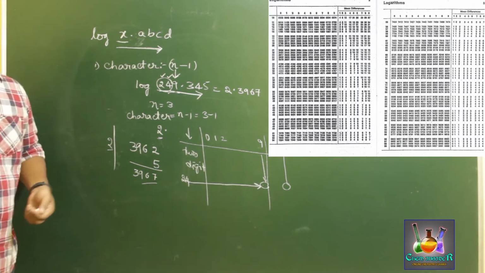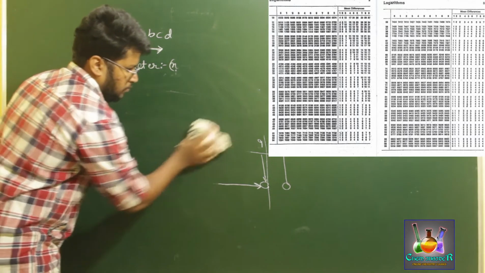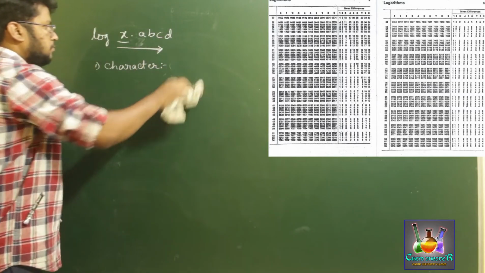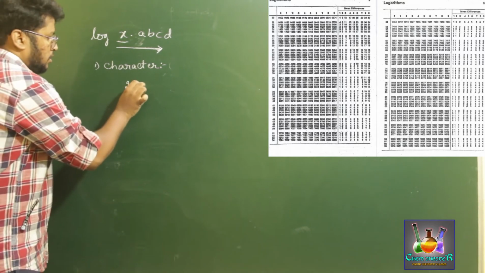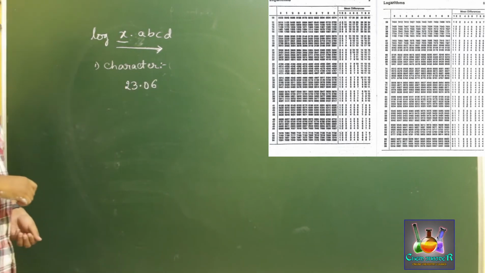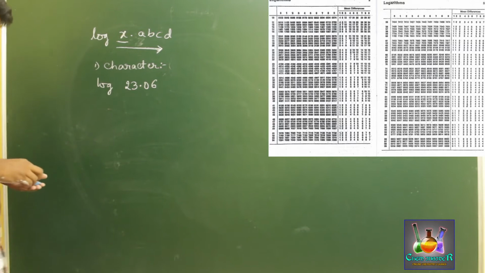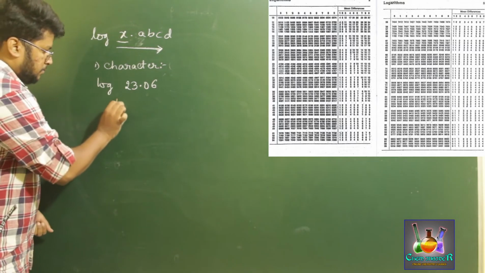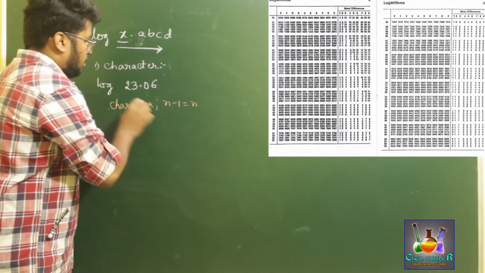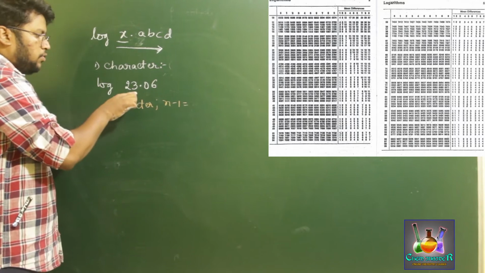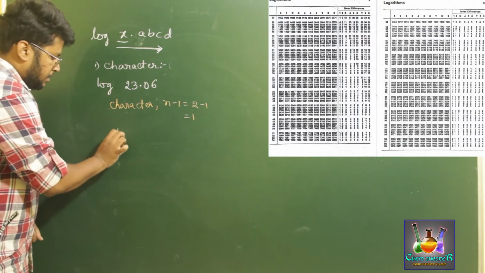We'll now find the logarithm of a different number. We'll solve one more example. Let us say we need to find the logarithm of 23.06. So we need to find log of 23.06. First, for the characteristic, that is n minus 1. n is 2 here, since 23 has 2 digits, so 2 minus 1 will be 1.